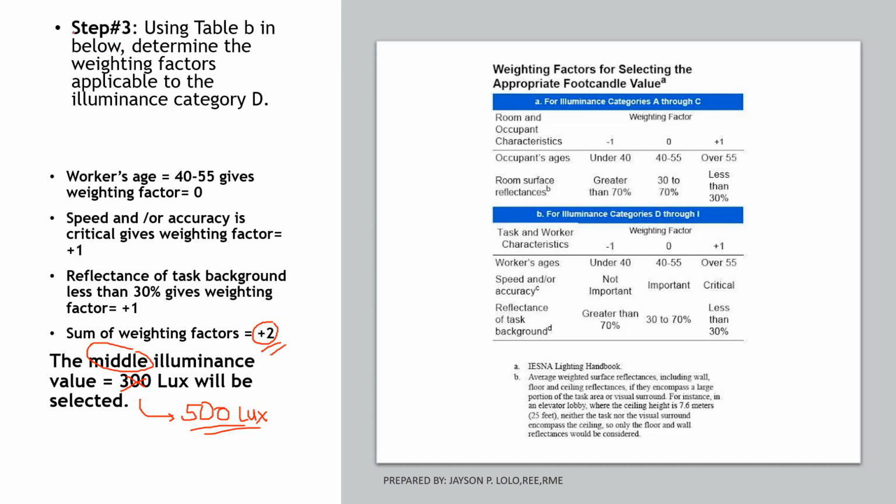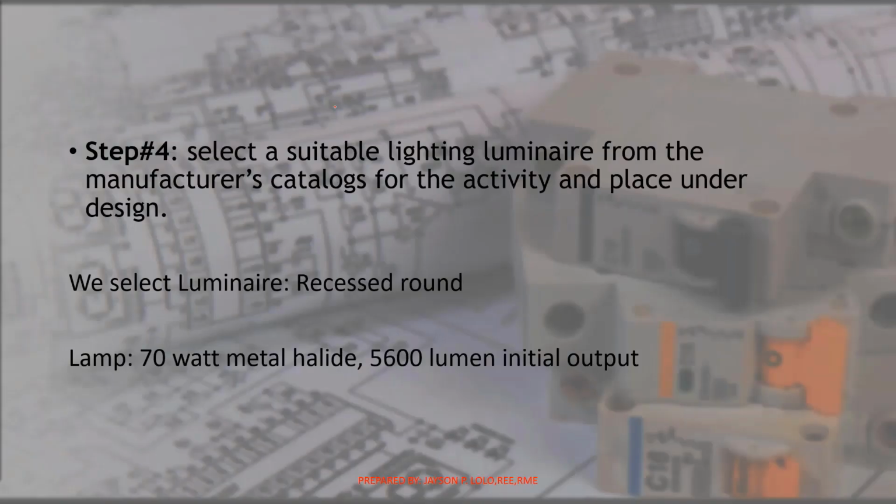So since we are done with step 3, we'll now proceed to step 4. Select a suitable lighting luminaire from the manufacturer's catalogs for the activity and place under design. Remember that from step 1 until step 8, kanina example, we are applying all the steps. So let's say I select the recessed round, and the specification for that is 70 watts metal halide. Then according to the specifications of the brand, na siya 5,600 lumen na output. So nanakoy napilian na fixture.